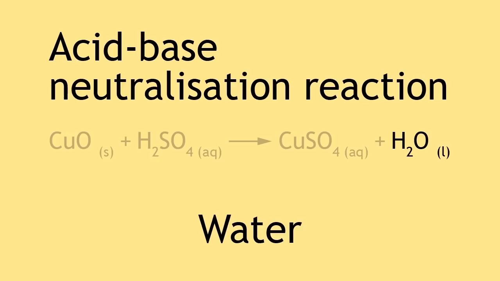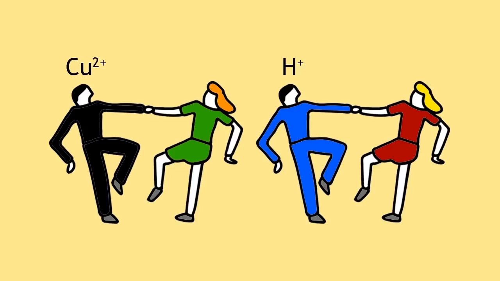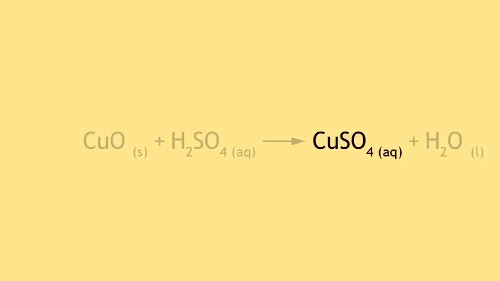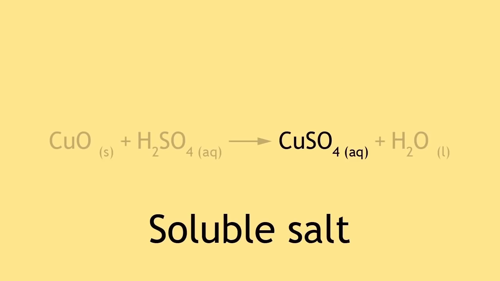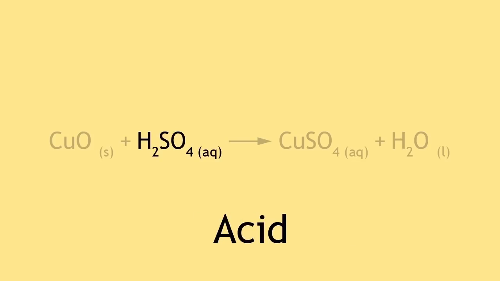So what has happened here is an acid-base neutralization reaction where a salt and water have been formed. An acid-base neutralization reaction is a type of double displacement reaction. The copper and hydrogen ions have switched, much like how certain dancing partners can switch. Therefore, a soluble salt can be made by reacting an insoluble base with an acid.